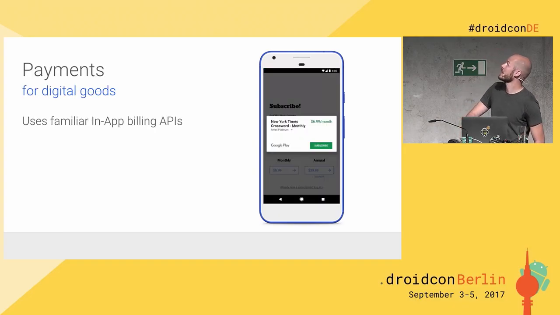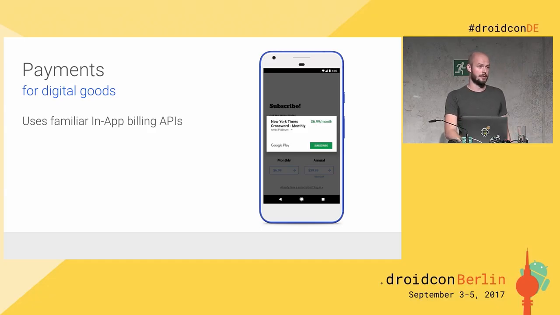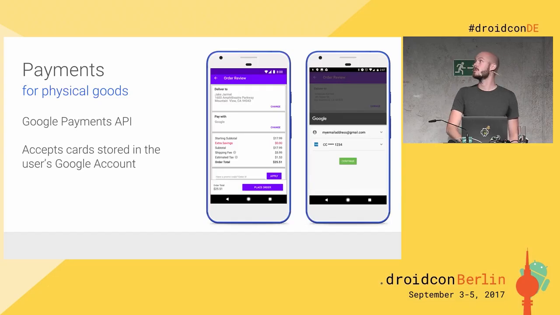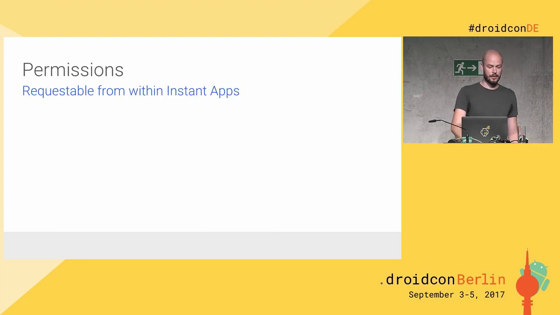As for payments, you can use the already existing and familiar in-app billing APIs for digital stuff. So if you sell whatever it is that is just digital, you can use those. Or you can use the Google Payments API for anything that you want to ship in the real world. So for example, if you want to deliver a pizza, that's the way to go for this API. If you want to buy a shiny new sword in your game, then that would be the in-app billing API. So nothing new on that.